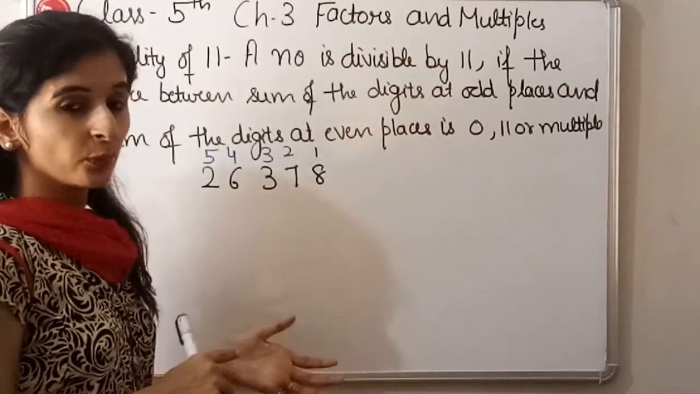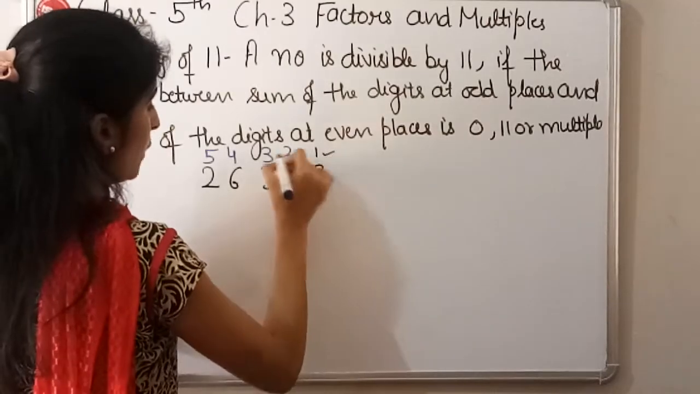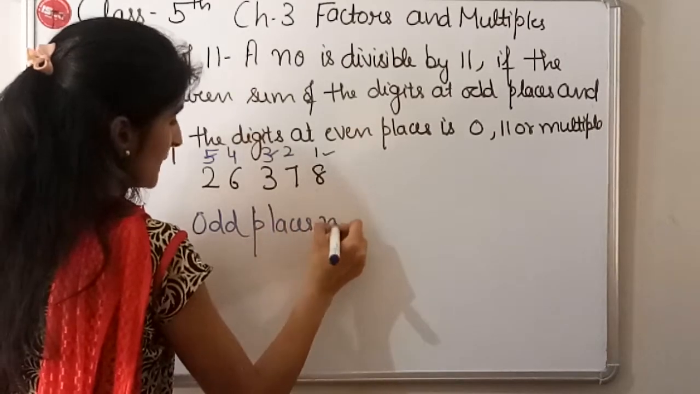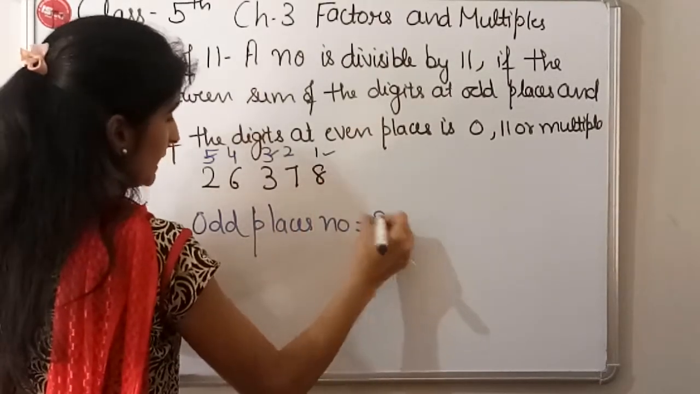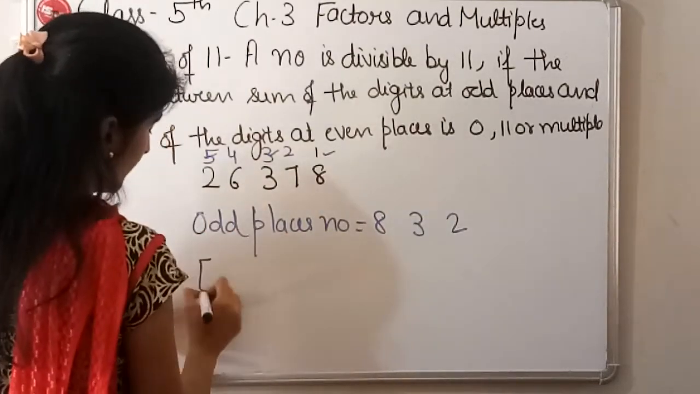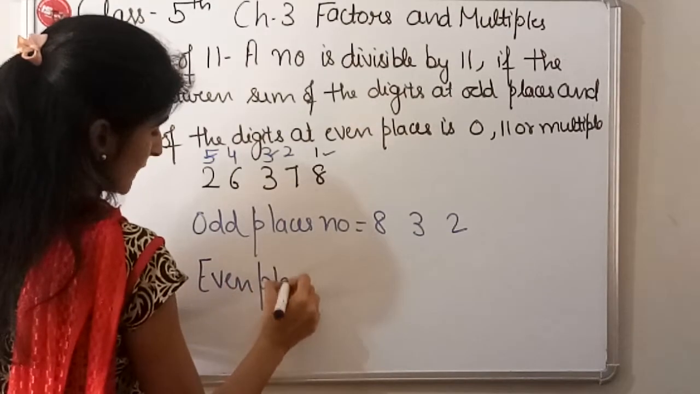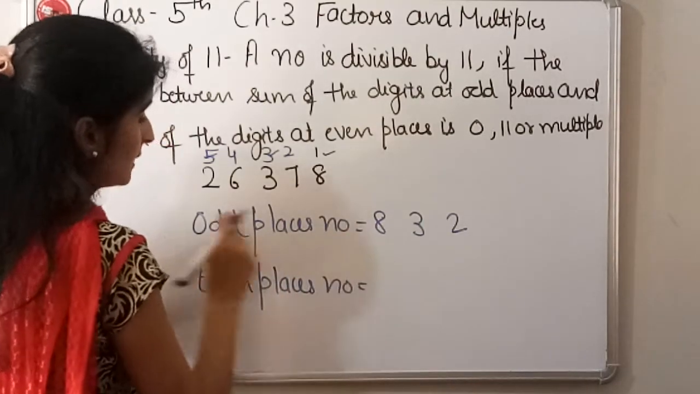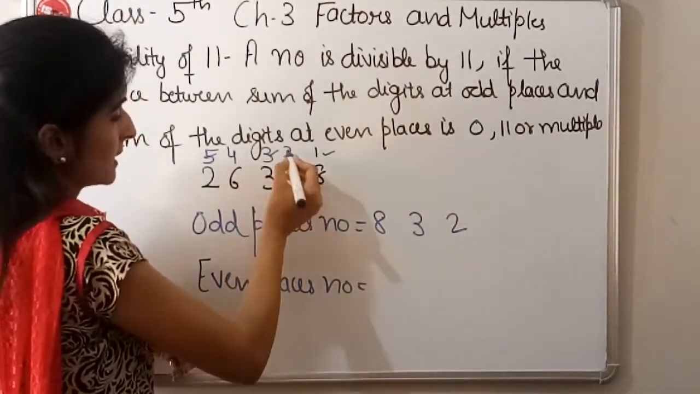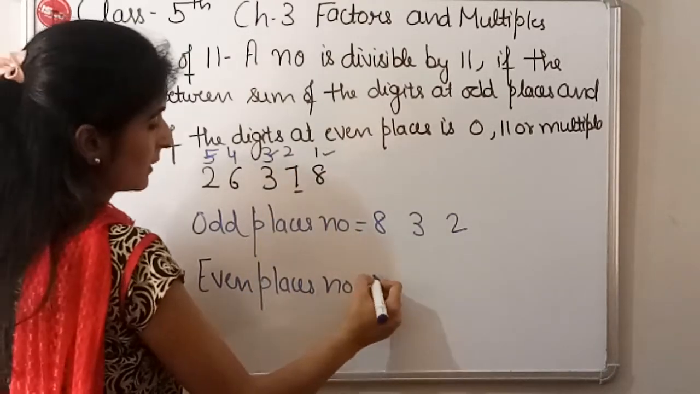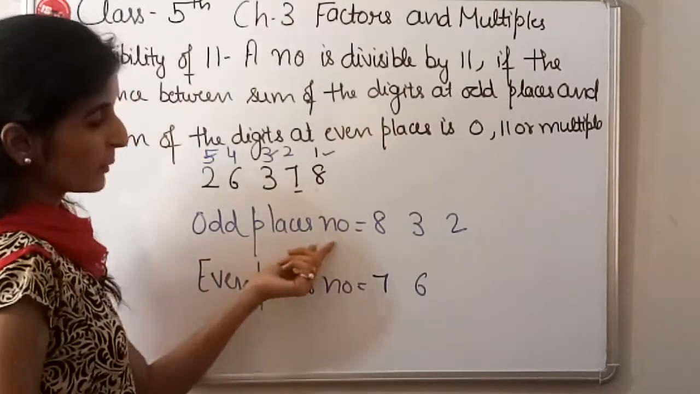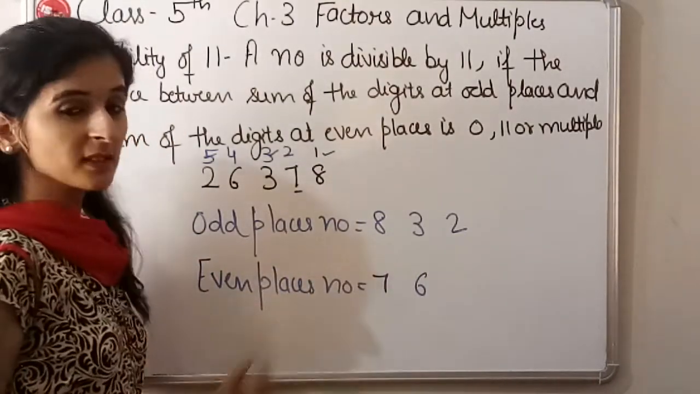Odd numbers are 1, 3, 5. So what are the odd places numbers? Odd places numbers are this 8, 3 and this 2. Then if I talk about even places numbers, as you know, even numbers are 2, 4, 6 and 8. So which digit is there on even place? This 7 is there on second place. Then on fourth place there is 6. So the odd places numbers are these and even places numbers are these.